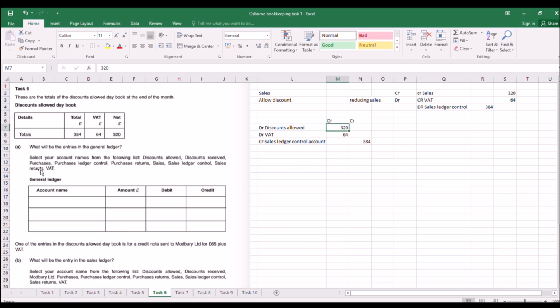There, right. So let's see now what we're going to do here on the basis of that. So, well, that was it. Debit discounts allowed, debit VAT, debit sales ledger control account. Now notice, this is the sales ledger control account, and this is what's in the general ledger. The sales ledger control account is in the general ledger. So in the general ledger, underneath that, within it, is the sales ledger control account.